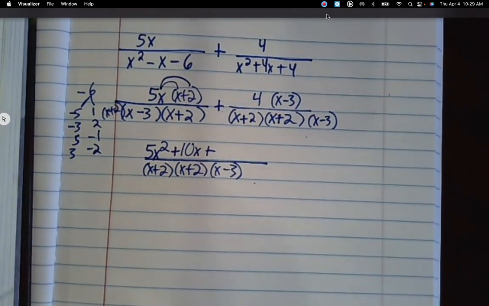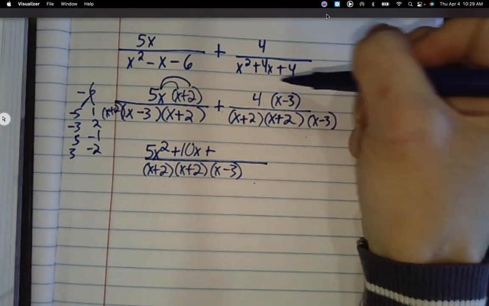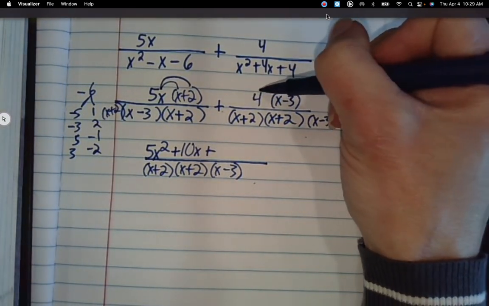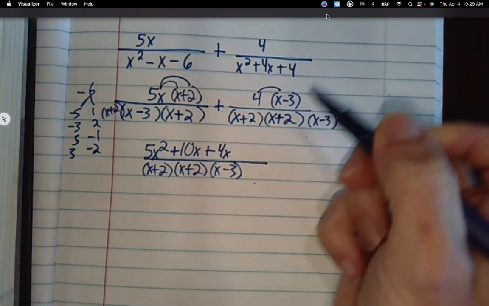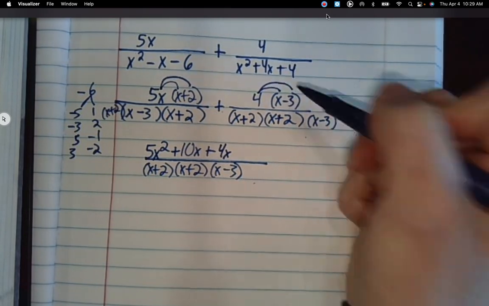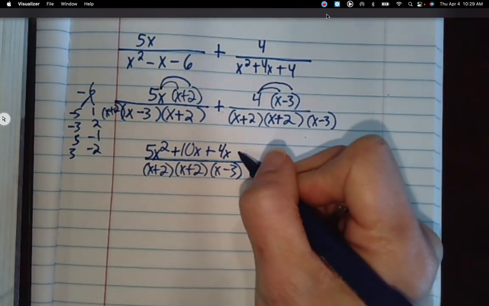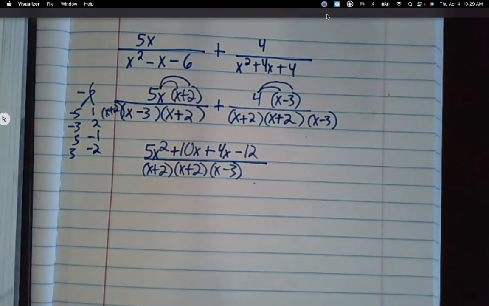Tomorrow that's going to change, but we're going to wait till tomorrow for that. So then I got to do the same thing. I got to do 4 times x, which is 4x, and then 4 times negative 3, minus 12.